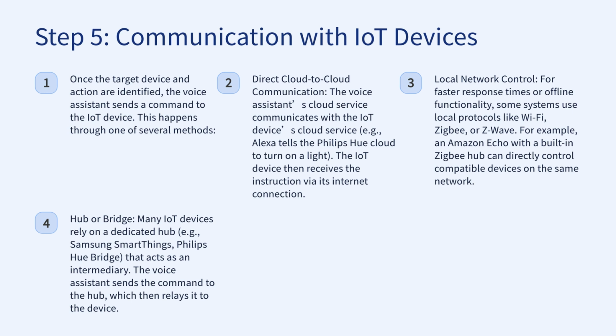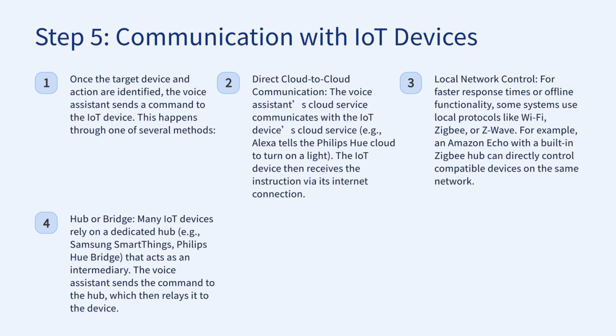Local network control. For faster response times or offline functionality, some systems use local protocols like Wi-Fi, Zigbee, or Z-Wave. For example, an Amazon Echo with a built-in Zigbee hub can directly control compatible devices on the same network. Many IoT devices rely on a dedicated hub or bridge.